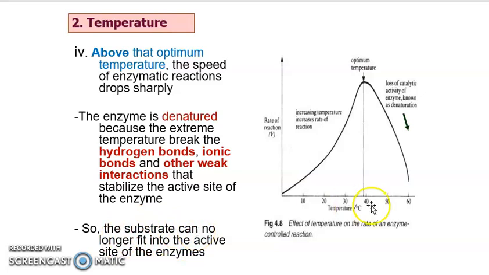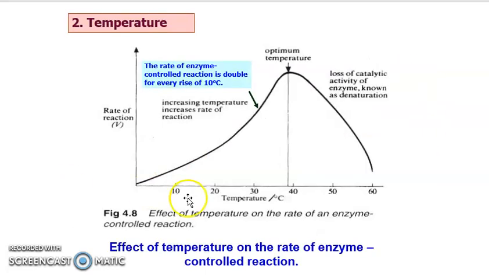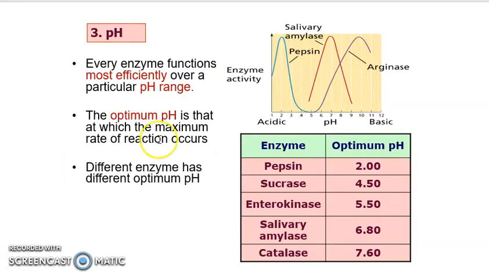Okay, so ingatlah, bila sahaja the temperature tu dia melebihi optimum temperature, so what happen to the rate of the enzymatic reaction? It will drop sharply. Okay, so what happened? Because enzyme is denatured. Okay, so this is the graph for the temperature, how it will affect the enzymatic reaction. Okay, and then next we look at the third factor. So third factor is pH.